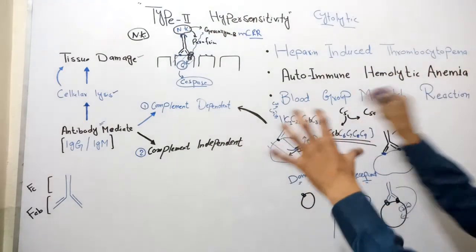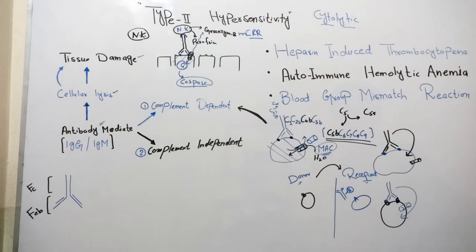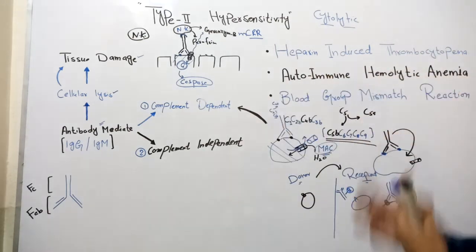So this was all about the type 2 hypersensitivity reaction, and different types of examples I have discussed, and different types of pathways and their mechanisms have been discussed.